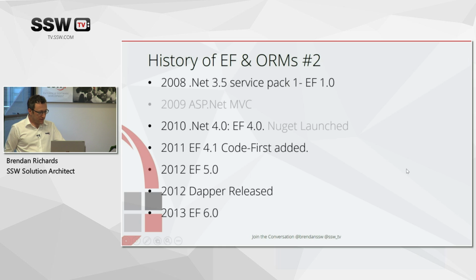So finally, 2013 is when Entity Framework 6 came out, and pretty much there's a few new things coming in all the time, but nothing big enough to make this slide. So pretty much through the 4.1, 5 and 6, they're kind of minor point updates of the same thing.